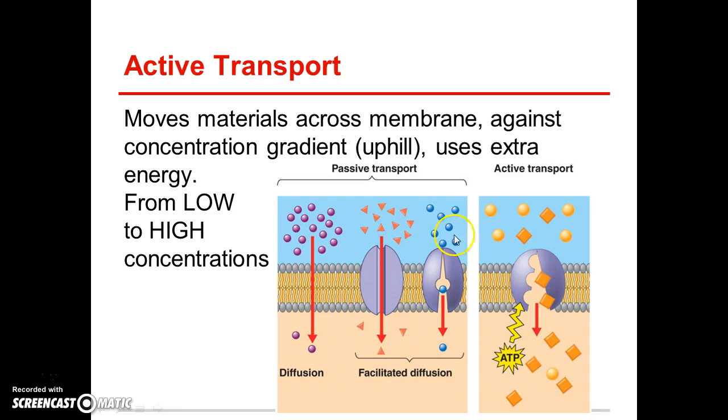Just as a recap review, diffusion is particles that can fit through moving from a high concentration to a low concentration. Facilitated diffusion needs a little help to get through. It needs channel proteins to help it, but no energy is required. So these combined are an example of passive transport. Passive doesn't require energy. Active does.